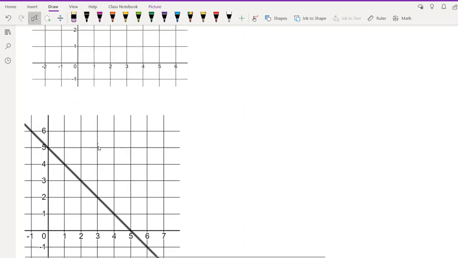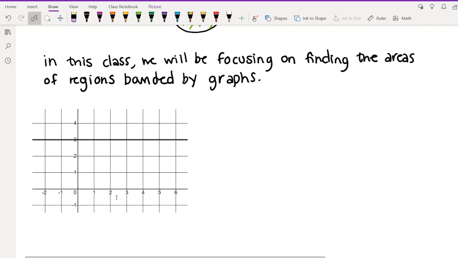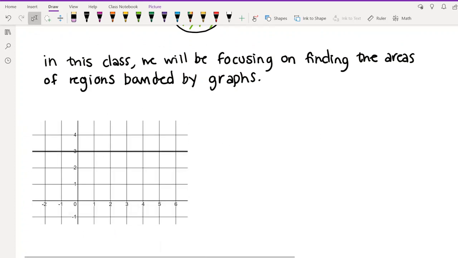So one example that we could do without knowing any of the tools that we're going to eventually have in Calc 2 would be, let's say that you have a line. Let's say f of x is equal to 3, right? That's a horizontal line at a height of 3. So if we wanted to find the region bounded by that line, and then also by the vertical line x is equal to 4, and the vertical line x is equal to 0, and then the x-axis, so this area here.